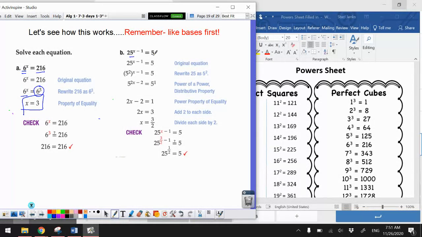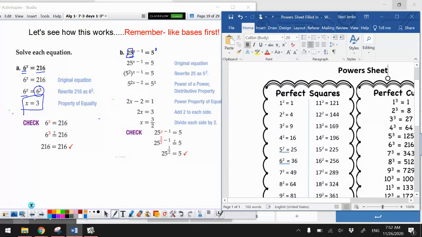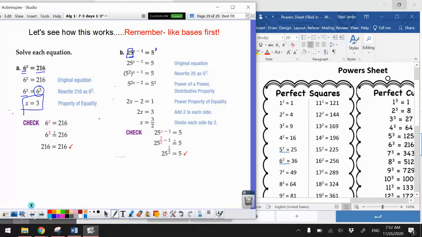All right, now let's take a look at this one. So 5 is going to be my base because it's a smaller number, and I know that's a power of 1. So that means the 25 is going to have to become a power of 5. So let's go back to our squares. I see 25 is actually 5 squared. So I'm going to replace the 25 with 5 squared.